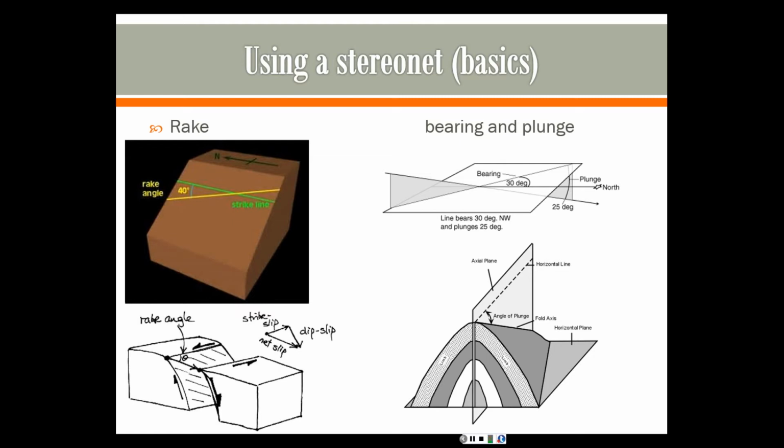We don't have ages of the material. So we have a plunging antiform. And that plunge, that hinge line, has a direction and a dip angle. So it has a bearing and a plunge.